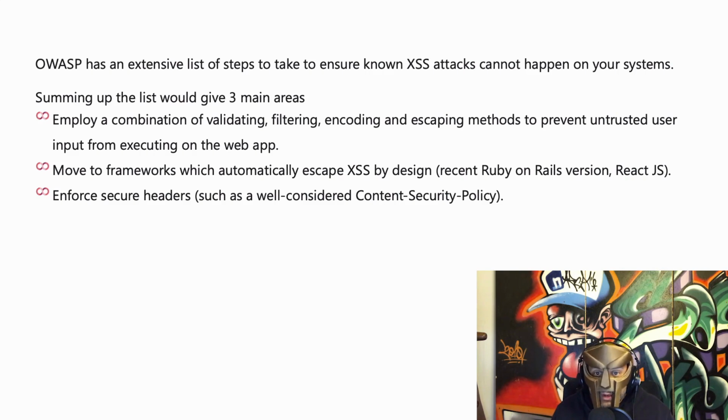One is to employ a combination of validating, filtering, encoding, and escaping methods to prevent untrusted user input from executing on the web app. You want to move to frameworks which automatically escape cross-site scripting by design. If you look at recent versions of Ruby on Rails, although I don't use it, but I do use React.js. You want to enforce secure headers, such as well-considered content security policies. Now that is web server hardening, which we will discuss in an upcoming episode.